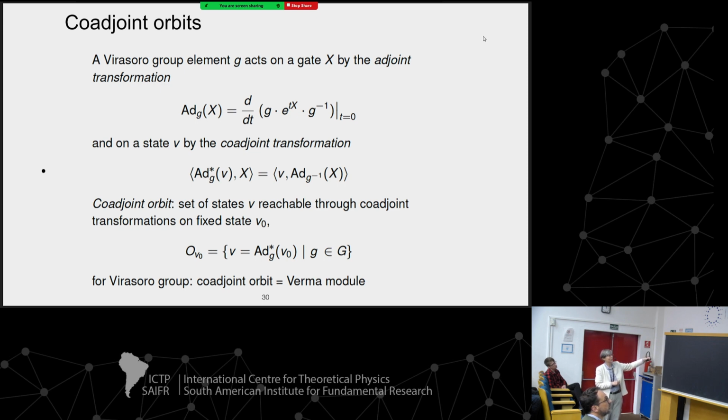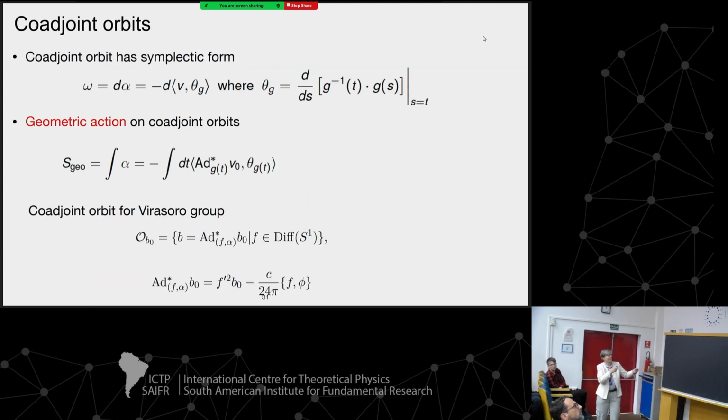So if we have a Virasoro group element that acts on a particular gate, or I should say an operator, by the adjoint transformation in this way, and then it acts on a state V. That's dual to this operator in the differential geometry sense by the so-called co-adjoint transformation. A co-adjoint orbit is the set of states V that's reachable through a co-adjoint transformation on a fixed state. You pick your representatives, like the P that we had before for entanglement, but now we do the same, not for entanglement, but for conformal symmetry. And then this is your orbit. If you do this for the Virasoro group, then you just get a Verma module.